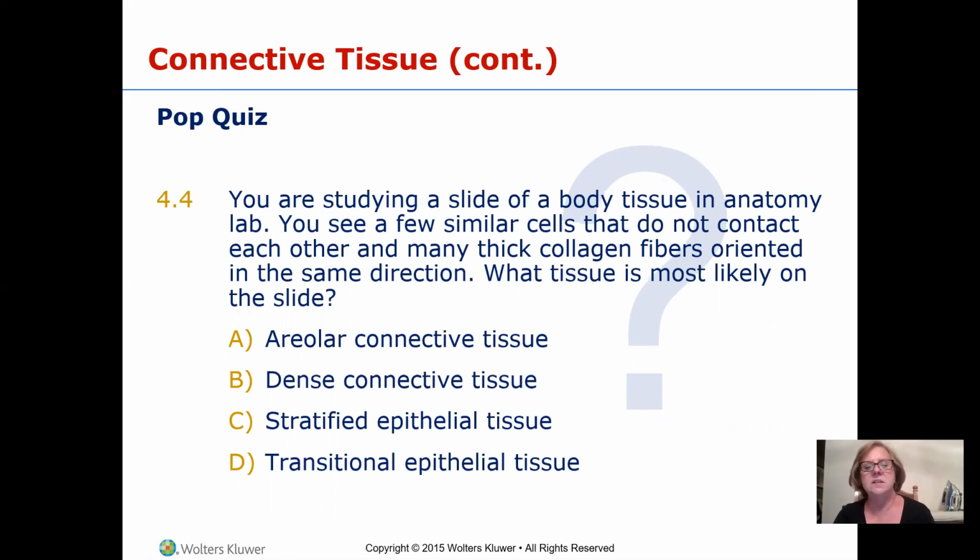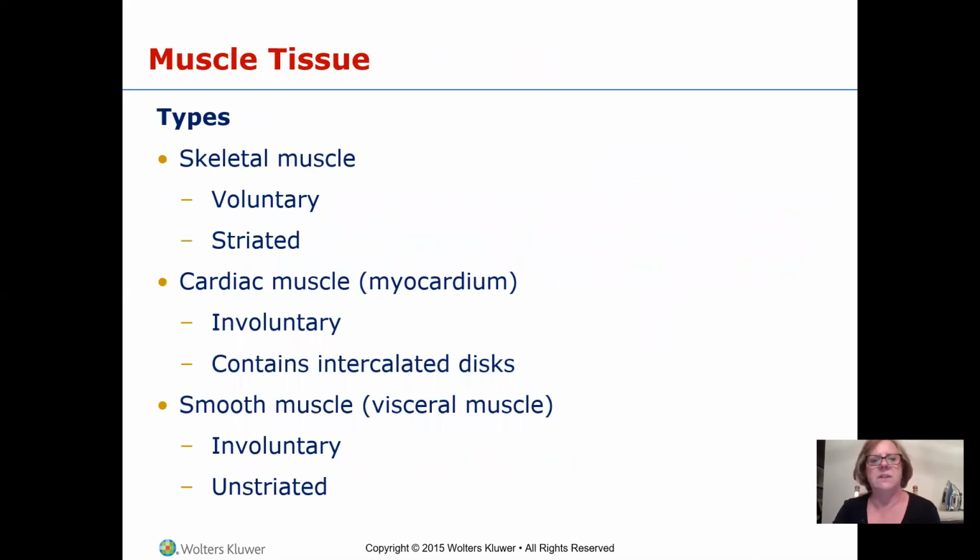And then you are studying a slide of the body tissue in an anatomy lab. You see a few similar cells that do not contact each other, and many thick collagen fibers oriented in the same direction. So what would that be? If it's oriented in the same direction, it would be dense connective tissue, because then that would be like a tendon or a ligament, right? Which is a type of a dense connective tissue. So that was a little tough there.